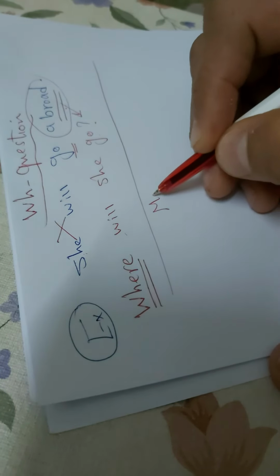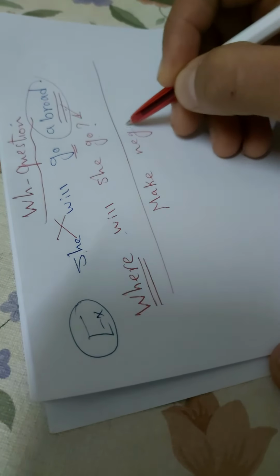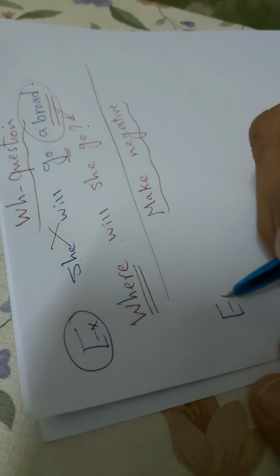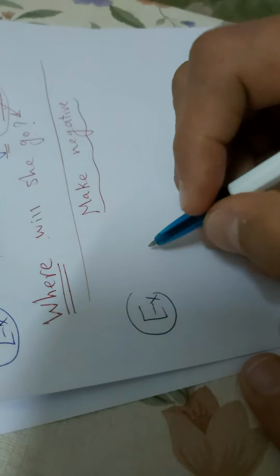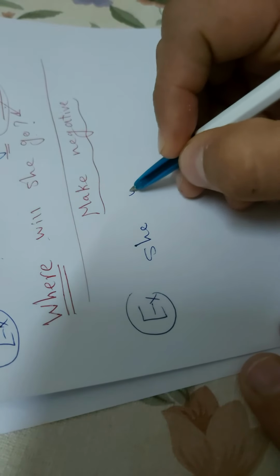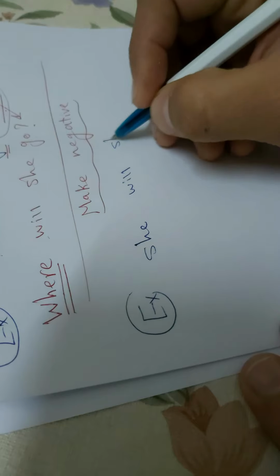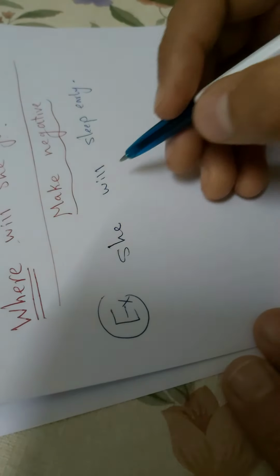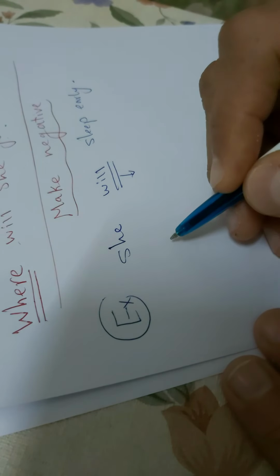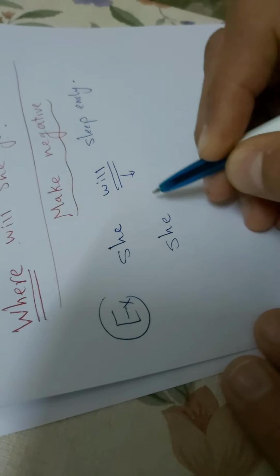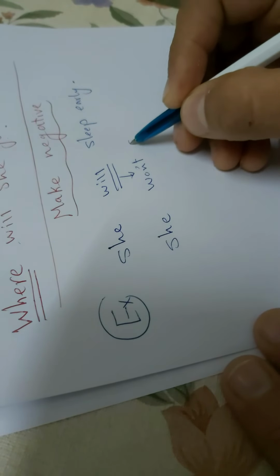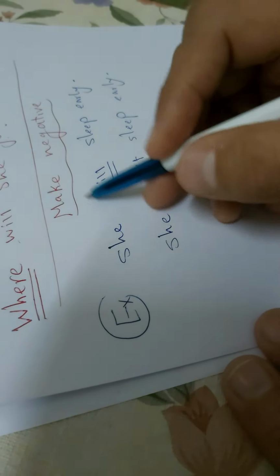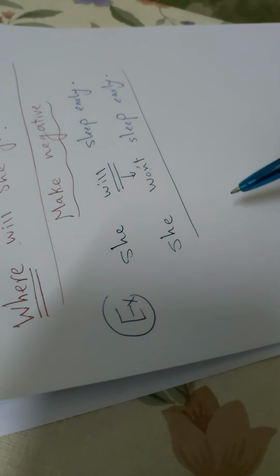Now, how to make negative? For example, when I say she will sleep early. When you want to make negative, change will into won't. So the sentence will be she won't sleep early. In negative, change will into won't. Okay, understand now?